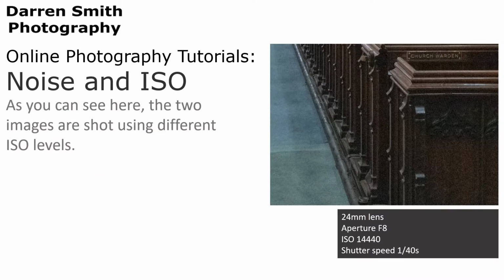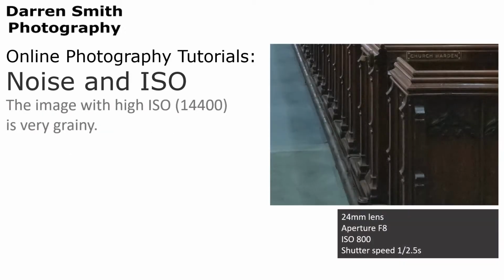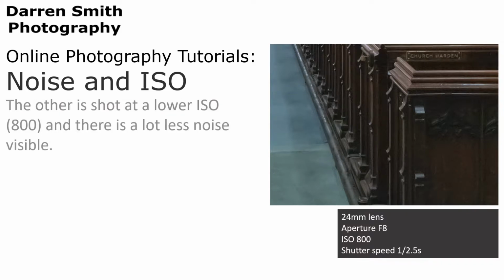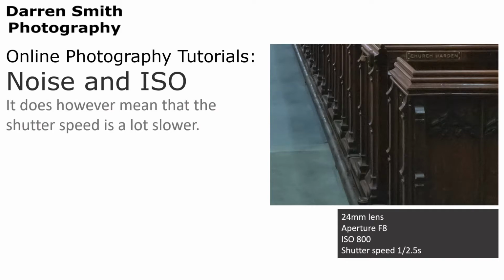As you can see here, the two images are shot using different ISO levels. The image with a high ISO is very grainy and noisy. The other is shot at a lower ISO and there's a lot less noise visible. It does, however, mean that the shutter speed is a lot slower.